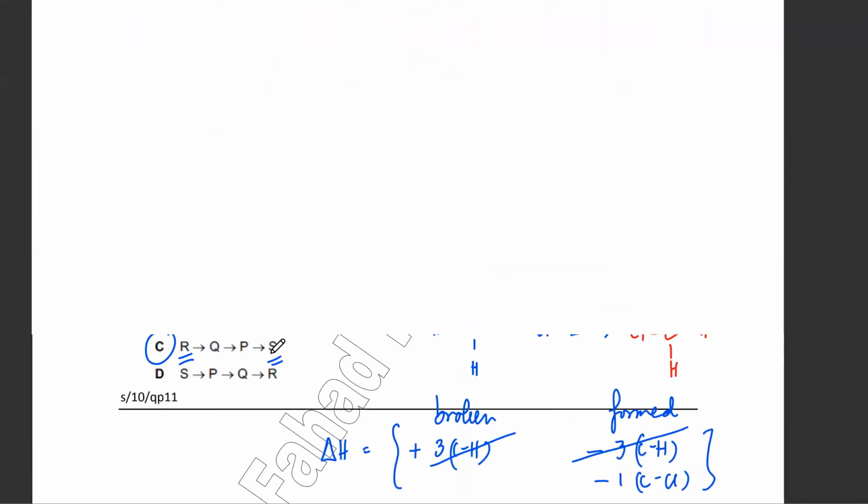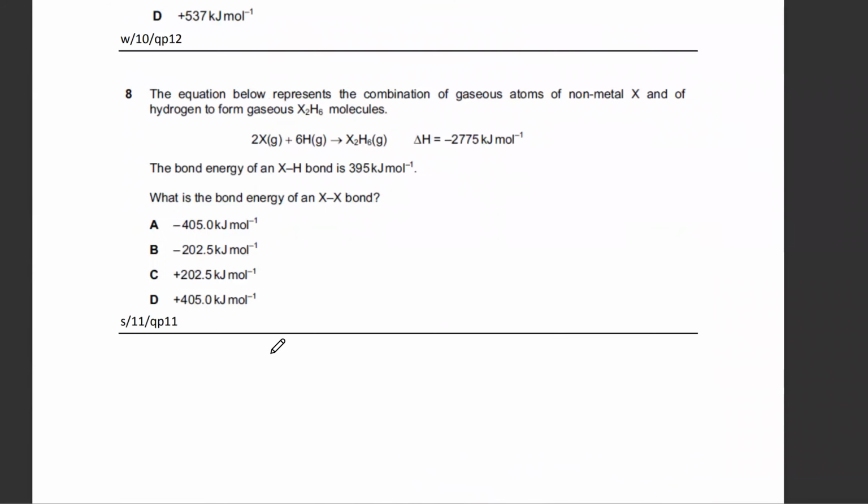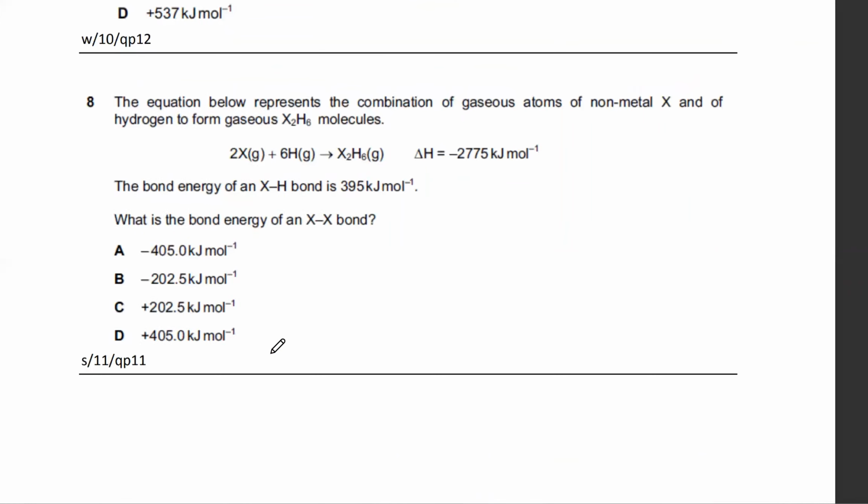Let's try and do one difficult question. There was one difficult question. Most of the questions are kind of easy. Like if you do this reaction, what's happening here? There's an X2H6 molecule, and so there's 2X plus 6H.